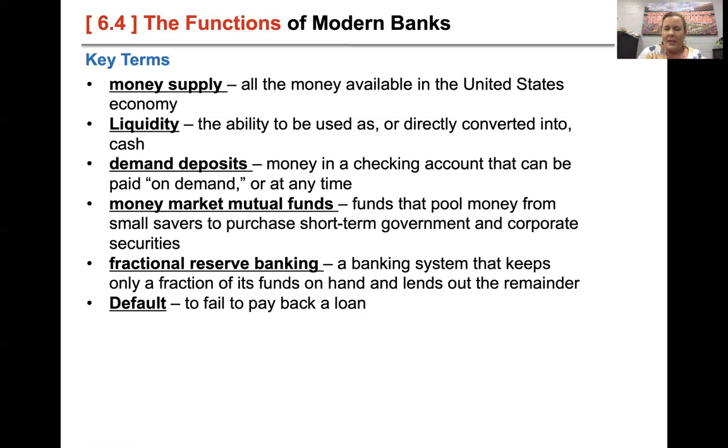Fractional reserve banking, we will go further into this in this lesson. This has to do with your reserve requirement from the Federal Reserve. You have to keep a certain portion of your deposits on hand, and you can lend out the remainder. And you're going to see this is like a domino effect where we can keep depositing, depositing, and lending. If you default on a loan, it means you fail to pay it back.